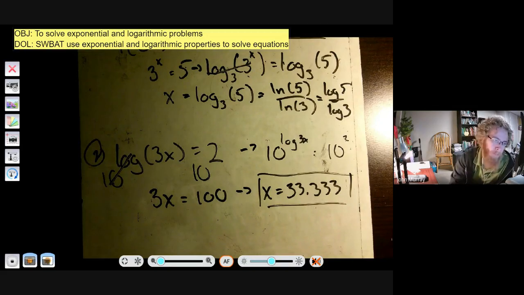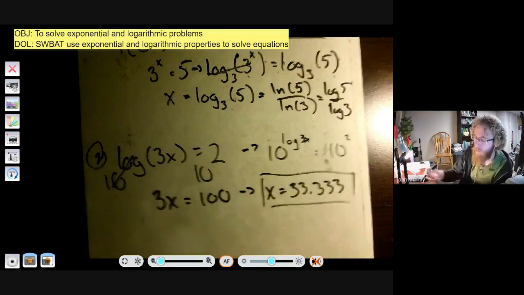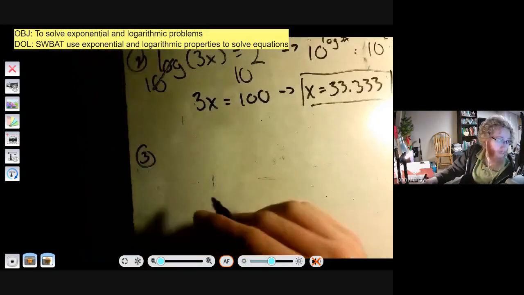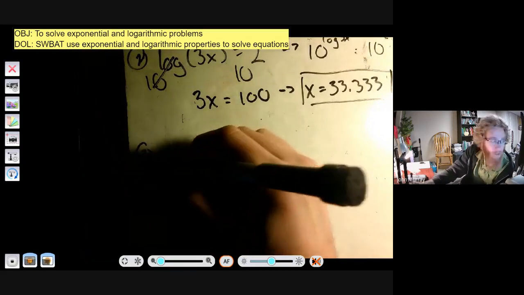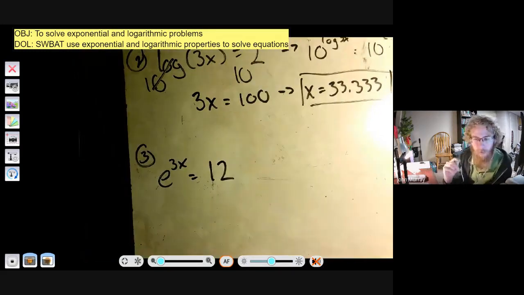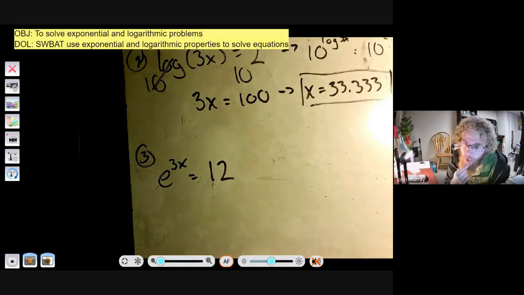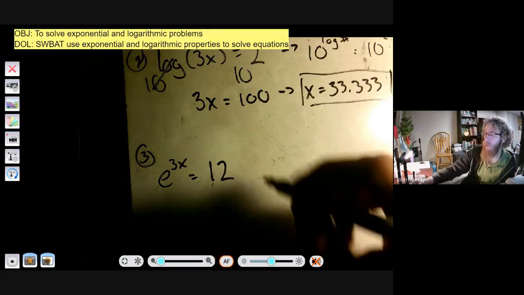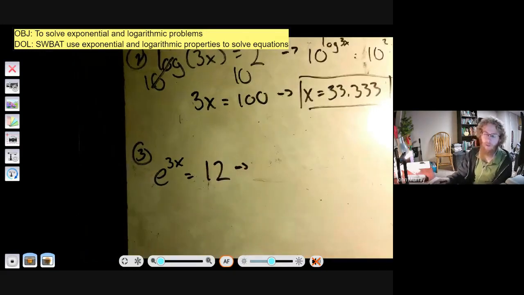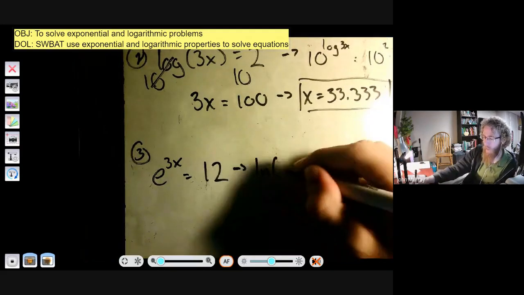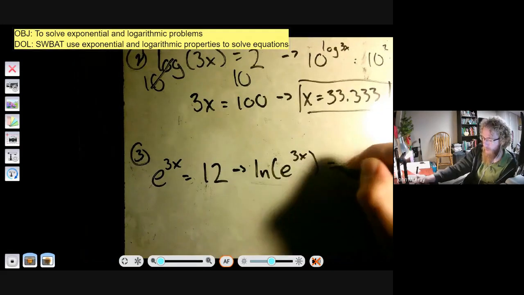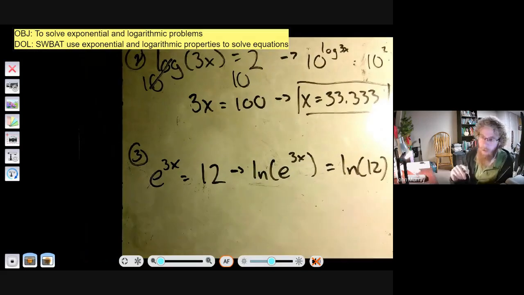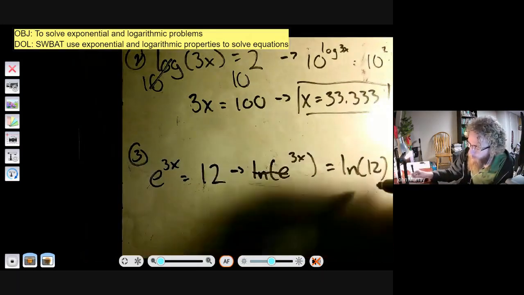That was number 2. All right, let's see, number 3, we're back to exponential. e to the 3x equals 12. So again, there's nothing outside of that exponent part. So I want to get rid of this base of e. To do that, we're going to use the natural log. We take the natural log of both sides. That eliminates our e over here.